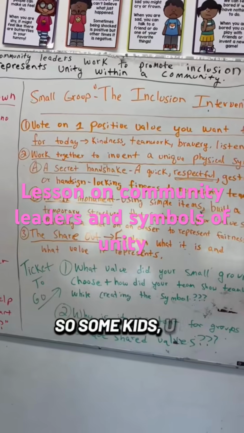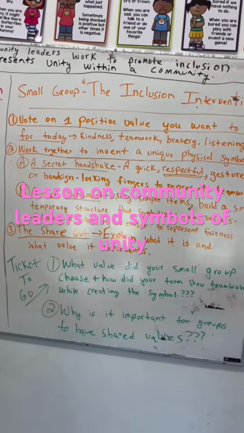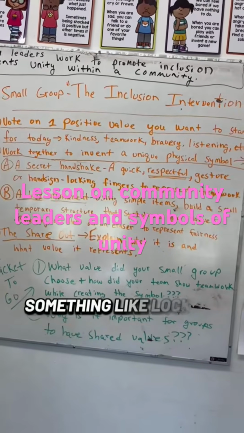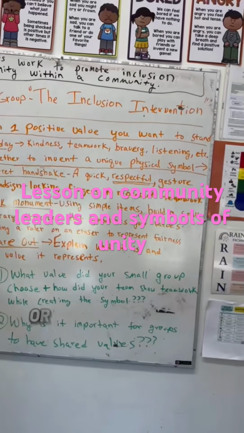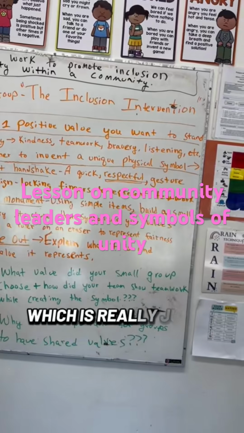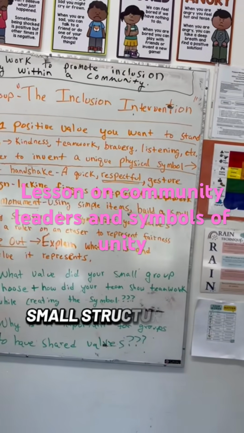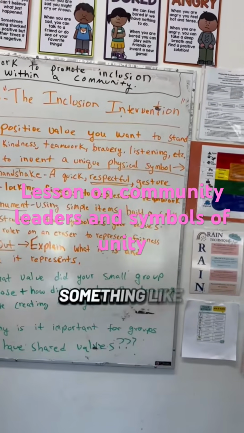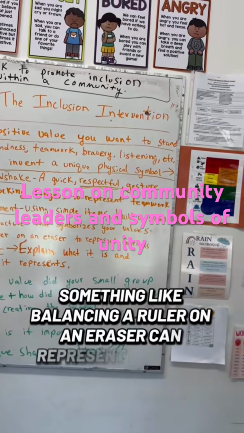So some kids picked a secret handshake, which is something like locking fingers to represent teamwork. Or they had an option to do a desk monument, which is really just a simple, small structure. And something like balancing a ruler on an eraser can represent fairness.